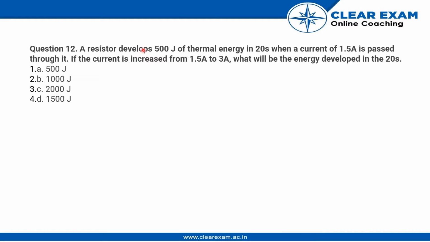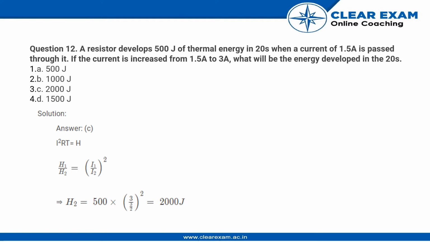A resistor develops 500 joules of thermal energy in 20 seconds when a current of 1.5 amperes is passed through it. If the current is changed from 1.5 amperes to 3 amperes, what will be the energy developed in the 20 seconds? So here we know the relation between the current and the energy as heat, which is H equals I squared R T, where I is current, R is resistance, T is time.